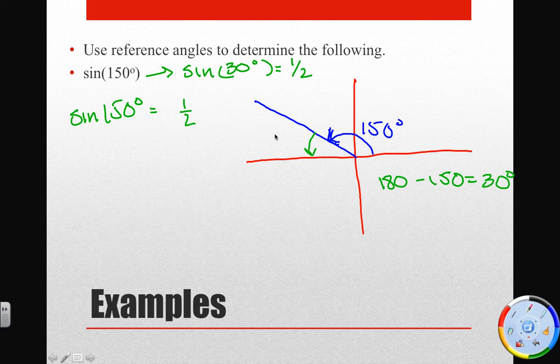Well, I know in quadrant 2, sine is positive. So sine of 150 degrees is 1/2. Notice I did not take a calculator at all, ever. We knew that the sine of 30 was 1/2. Which therefore means the sine of 150 is 1/2, and we paid attention to quadrant to make sure we got the right sign, S-I-G-N.